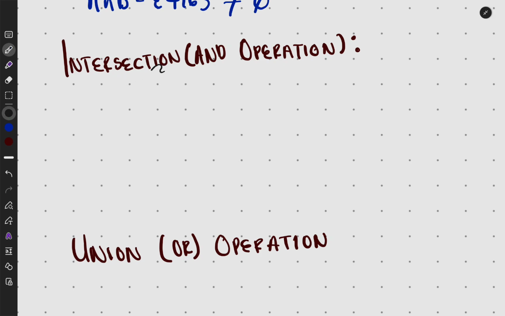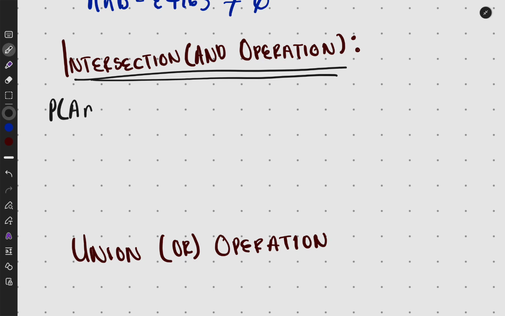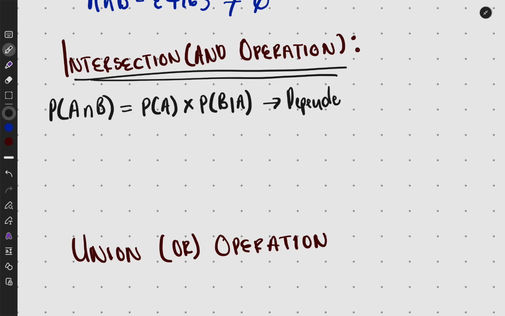So remember, for intersection, the AND operator, we use the multiplication rule, which says the probability of A intersection B is just going to be the probability of A times the probability of B given that A has happened. Now, what you must know is this happens when you have dependent events, because if we don't have dependent events, there is no such thing as the probability of B given that A has happened.